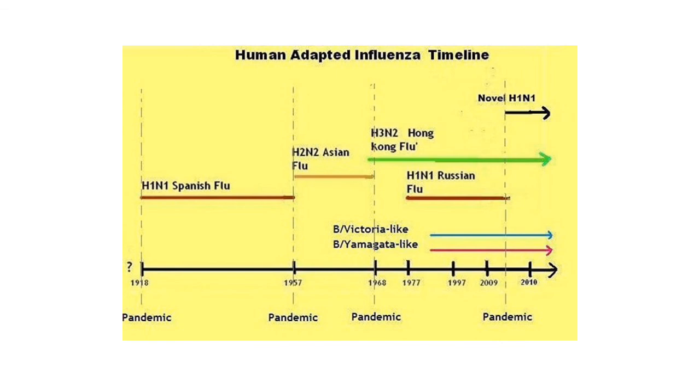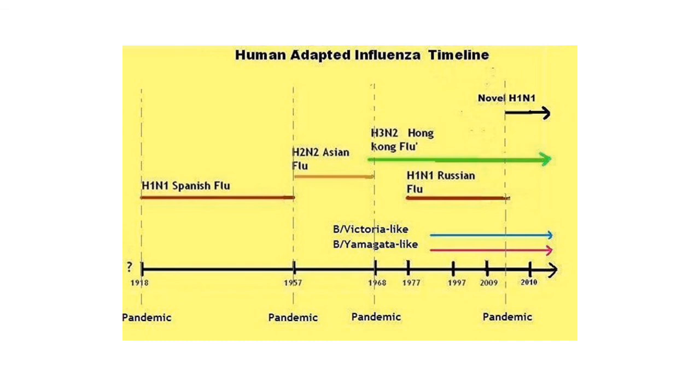The H1N1 Russian flu is actually a modified version of the H1N1 Spanish flu, and that one comes back. So that was basically the flu that everybody got from 2000 through about 2010; it was still the old Spanish flu, the old H1N1, and it just didn't kill people the way it used to.